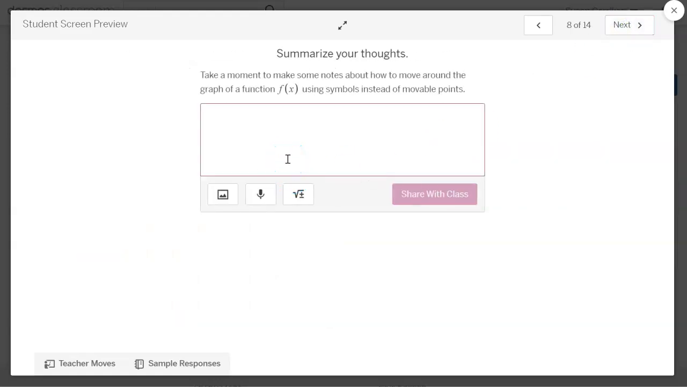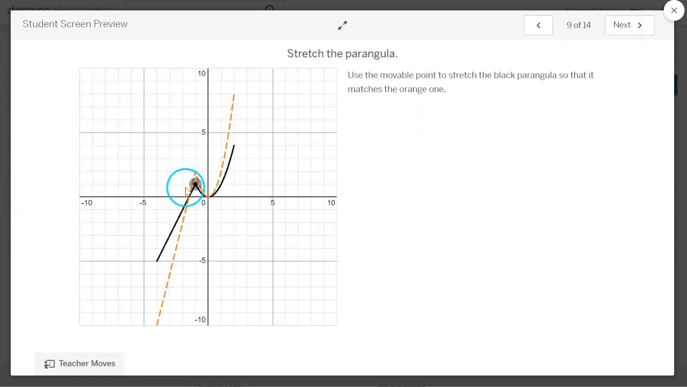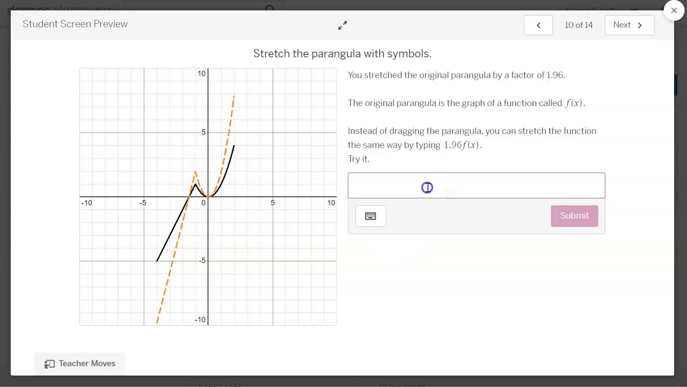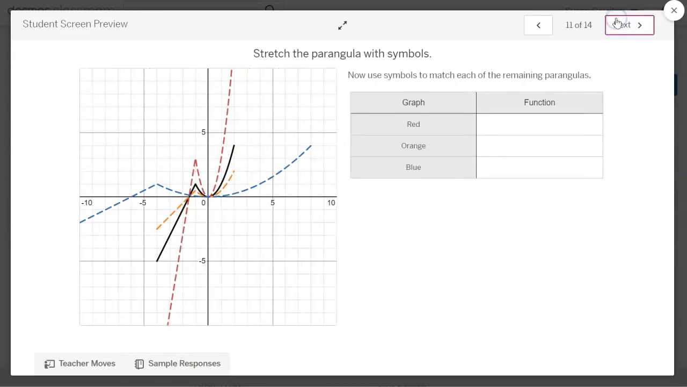And then this one says, take a moment to take notes about how to move around the graph with symbols instead of movable points. And then finally, we're going to move this one around. So it says type 1.96 times f of x in the blank. And notice how it turned black. Okay, I'm going to stop there.